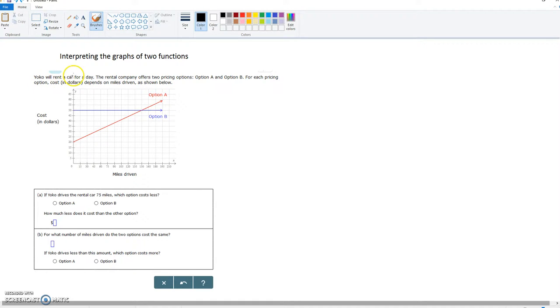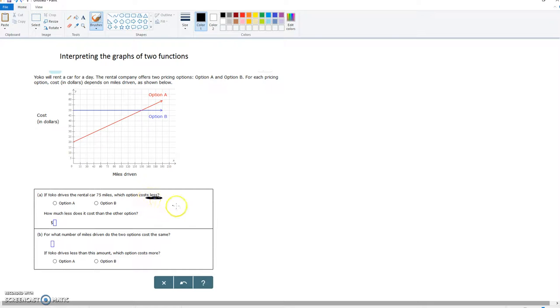It says Yoko will rent a car for a day. The rental company offers two pricing options, option A and option B. For each pricing option, the cost in dollars, which is over here on our y-axis, depends on the miles driven as shown below, and our miles are down on the x-axis. So our first question says, if Yoko drives the rental car 75 miles, which option costs less?